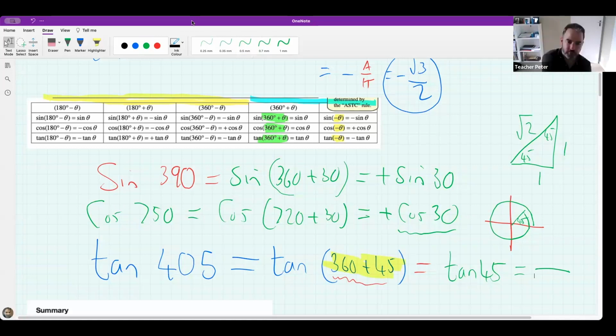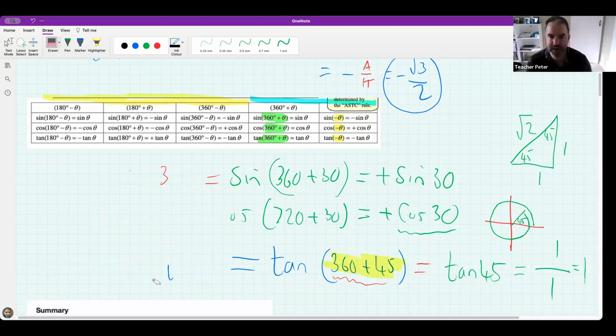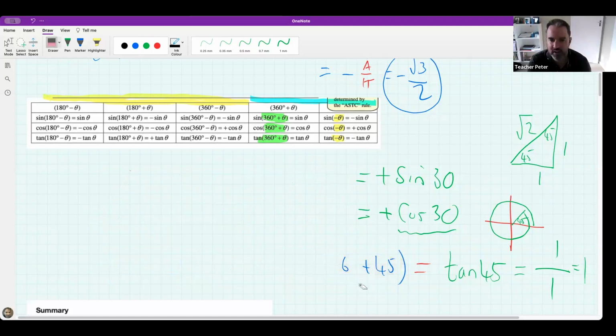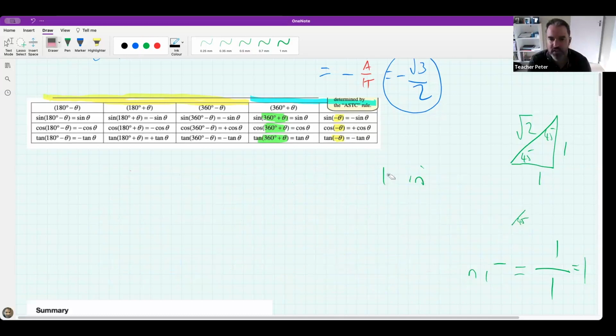Tan of 45 is indeed 1 over 1, which is 1. Okay, so if you have big angles, remember that you just need to put them in terms of multiples of 360, and that's completely fine. Now, the last one is actually the easiest, and that's just the negative angles. So one of the things you have to be able to do is change negative angles to positive angles. But that's actually not that difficult to do. So let me show you how we can use these reduction formula.